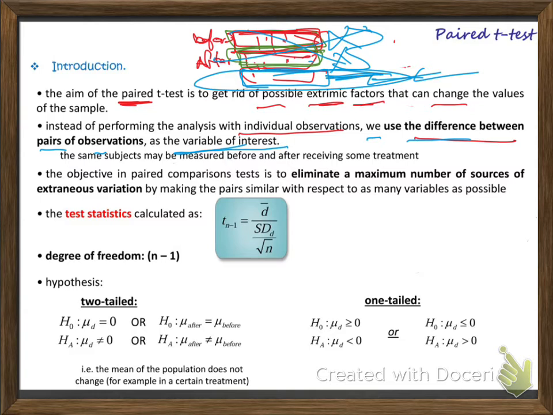The objective in paired comparison is to eliminate the maximum number of sources of error or extraneous variation by making the pairs similar with respect to as many variables as possible. So here, in order to get t, you remember we have t and we had z before. For z, we have the normal distribution table. For t, we have to get the degree of freedom, which is n minus 1, where n is the sample size. Then I get the probability, or the significance level, and I can arrive at the answer.